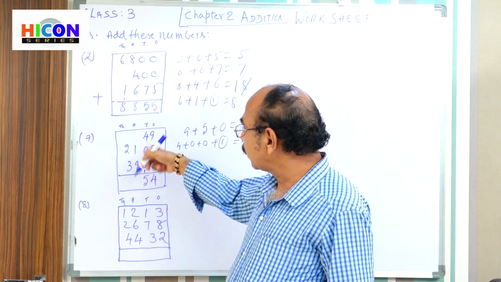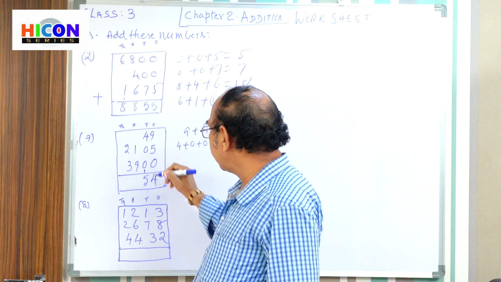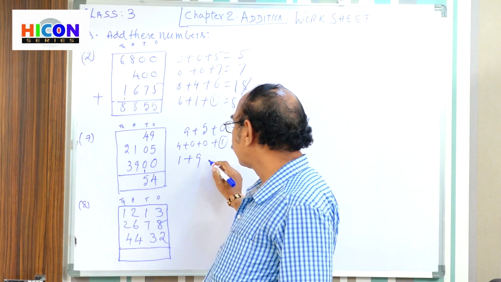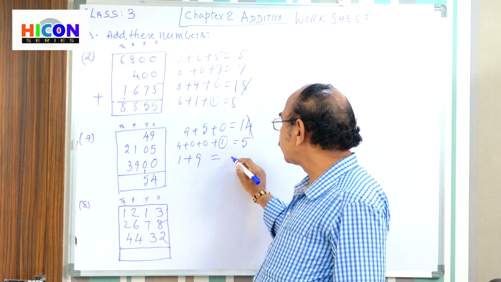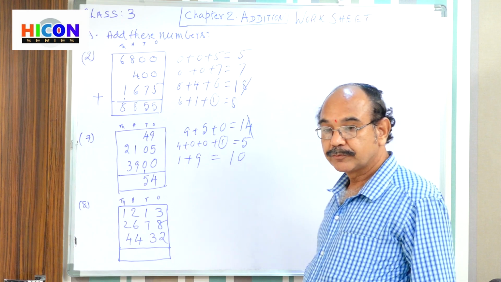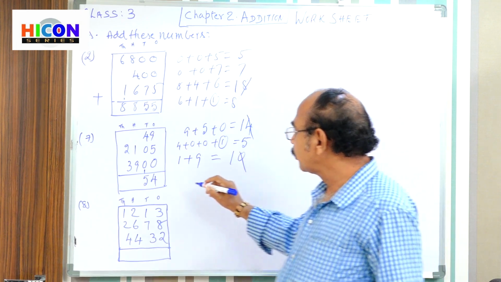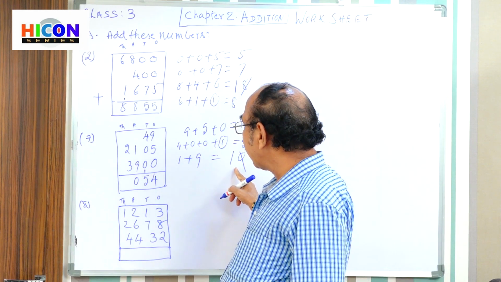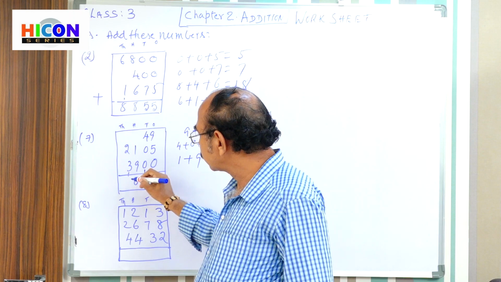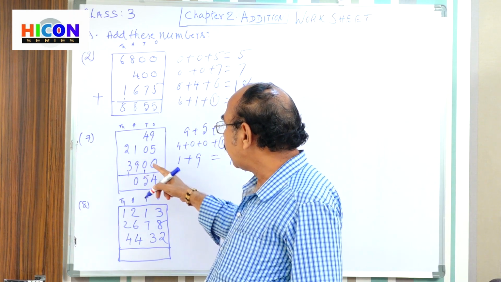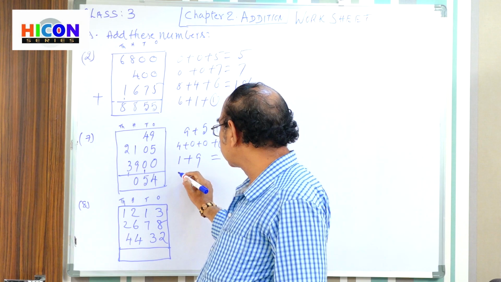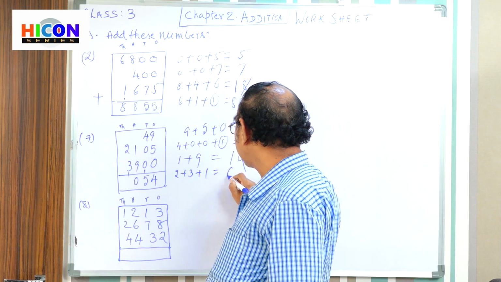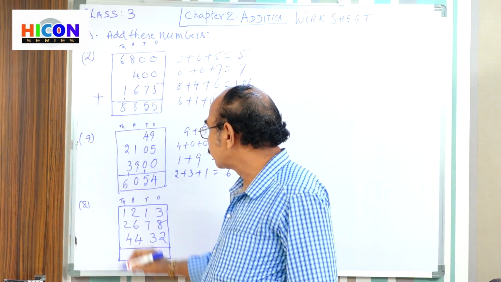Now add the digits in the hundreds place. What are the digits here? Hundreds place digits, 1 and 9. 1 plus 9 is how much? 10. So strike off 0 and write it in the hundreds place. And this 1 is to be carried to the thousands place. That means now add the digits of the thousands place. 2 plus 3 plus 1 is equal to 6. Write 6 in the thousands place.